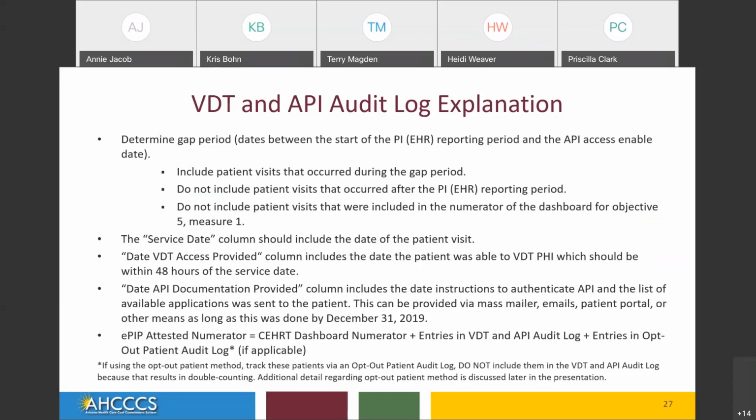The last bullet is the formula that should be used to calculate the EP's real or otherwise known as attested numerator. It is the EP's attested numerator, which equals Cert dashboard numerator plus the entries in the VDT and API audit log, and only if applicable, the entries in the opt-out patient audit log, which will be discussed later.